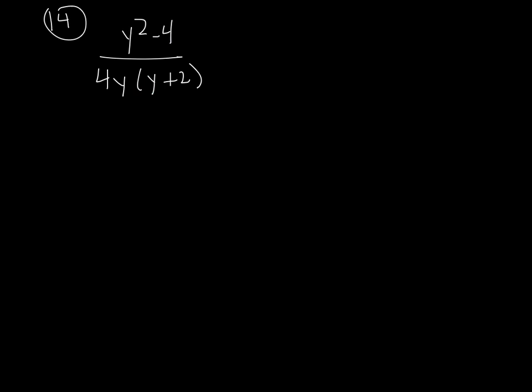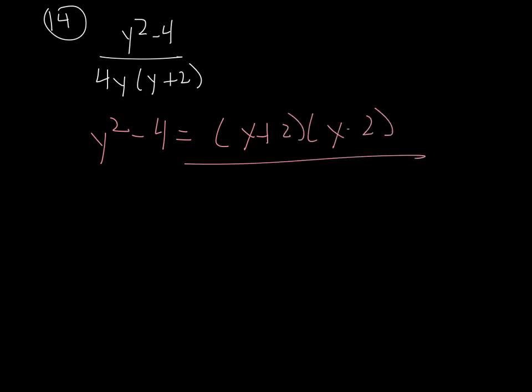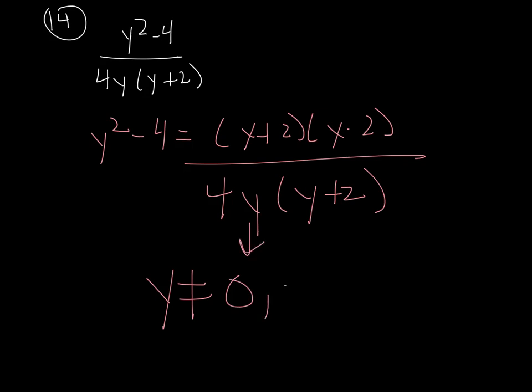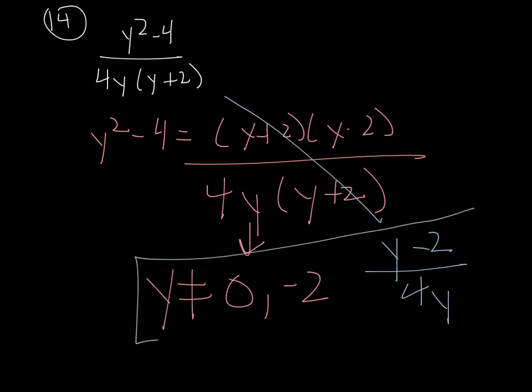Nobody asked for question 14, but this was my answer on the answer key, and actually I'm not done yet. So y squared minus 4 is equal to y plus 2 and y minus 2. And then I still have this on bottom, so my answer key was not completely simplified yet. So y still cannot equal 0 because of that. It still can equal negative 2, but these two cancel each other out, leaving me with y minus 2 over 4y. So that should have been my answer for question number 14.